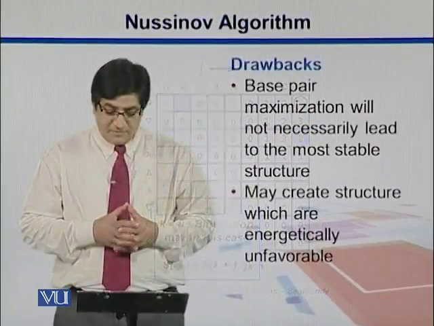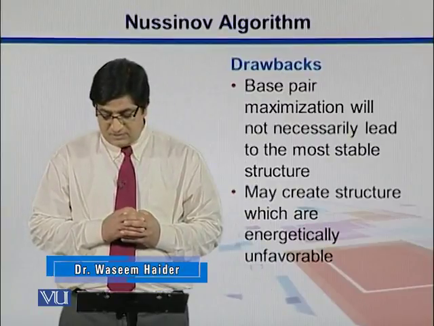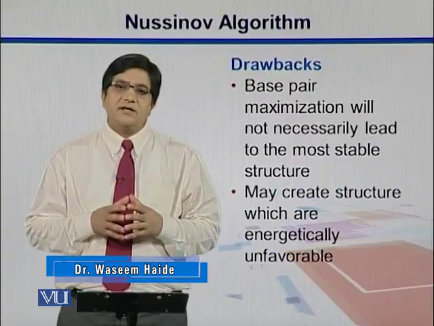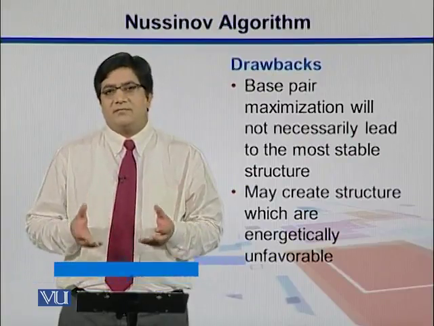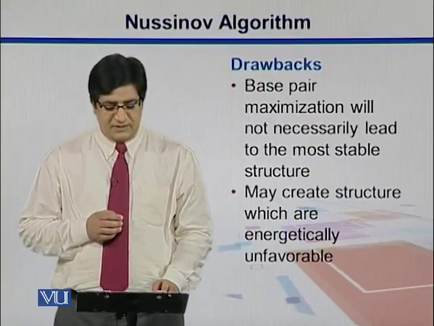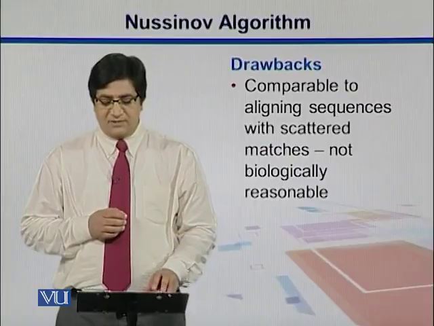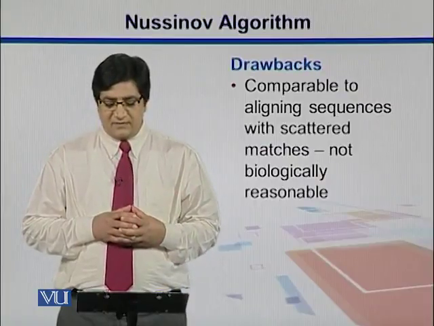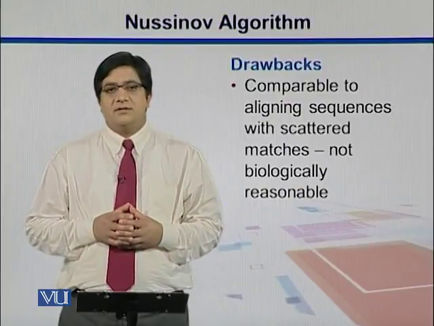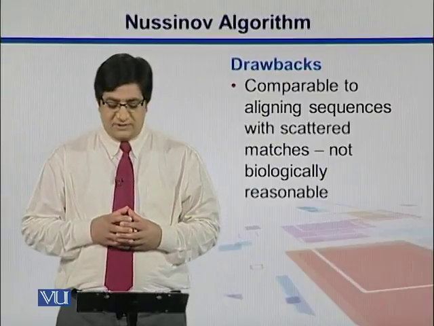This base pair maximization will not necessarily lead to the most stable structure. Since it's looking into just base pairing, we might end up with thermodynamically unstable structures. So that is the drawback of this technique. It's comparable to aligning sequences with scattered matches, so we might end up with some structures which are not biologically reasonable.